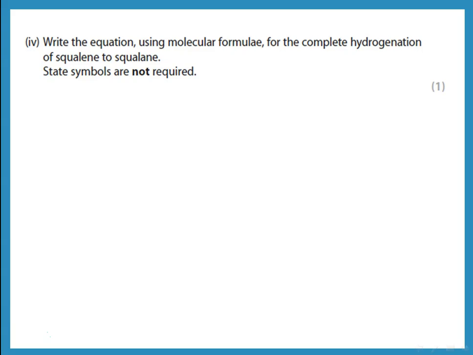Here he's saying write the equation for complete hydrogenation of squalene to squalane. Remember that the squalene would have fewer hydrogens. Now, how many hydrogens? We just found out that it has 6 double bonds, and that means it will need 6 moles of hydrogen in order to give us the squalane, which we already know is C30H62, and that means the formula of squalene must be C30H50. Do you understand how we got that? We know that it is less than C30H62 by 6 moles of hydrogen, so it is less by 12 hydrogens.